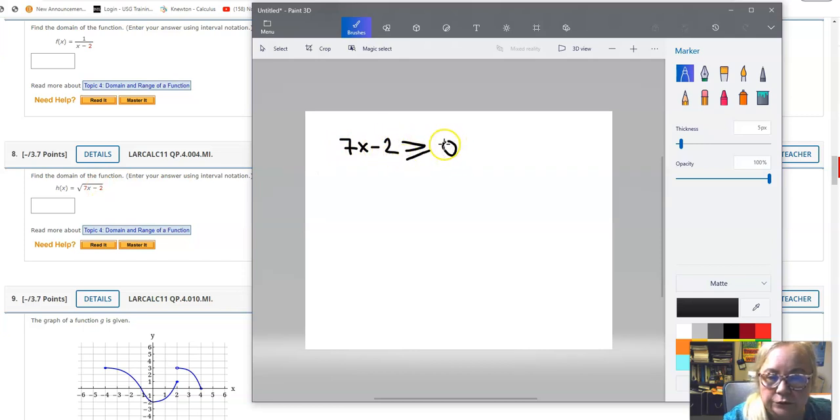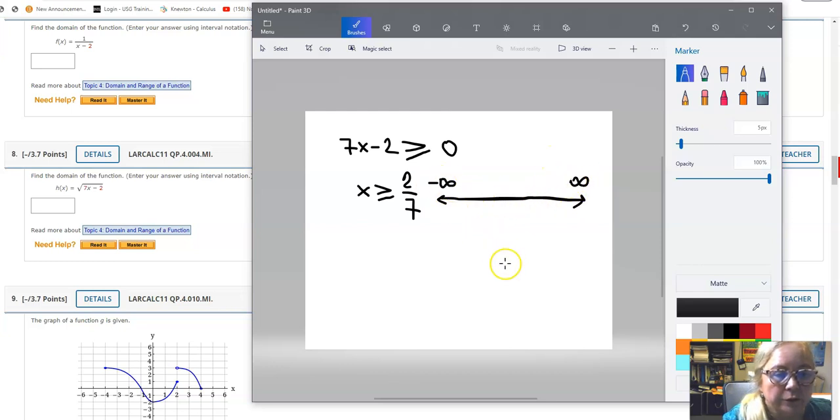And when you solve this inequality, you add 2 and divide by 7: x is greater than or equal to 2/7. Then make sure you look at the number line and find these numbers on the number line. Anytime you use the number line, use negative and positive infinity. What happens to 2/7?